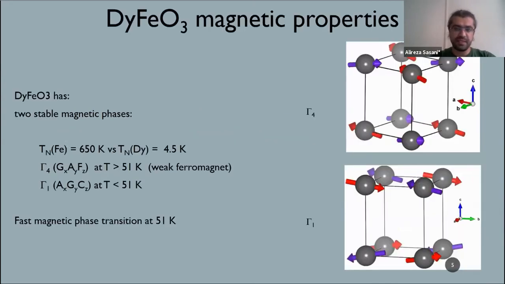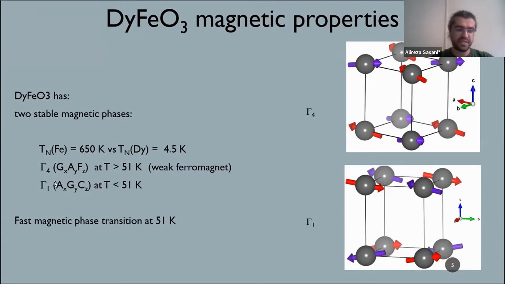Okay, dysprosium ferrite has a Pnma structure, and it has two magnetic sublattices, dysprosium and iron. Iron orders at very high temperature. It has a 650 K Néel temperature, and it orders in Γ4 below 650 K. In Γ4, the spin is mainly directed in the x direction with G-type order, which means all six neighbors have antiferromagnetic order. And it also has weak ferromagnetic order due to the Dzyaloshinskii-Moriya interaction.